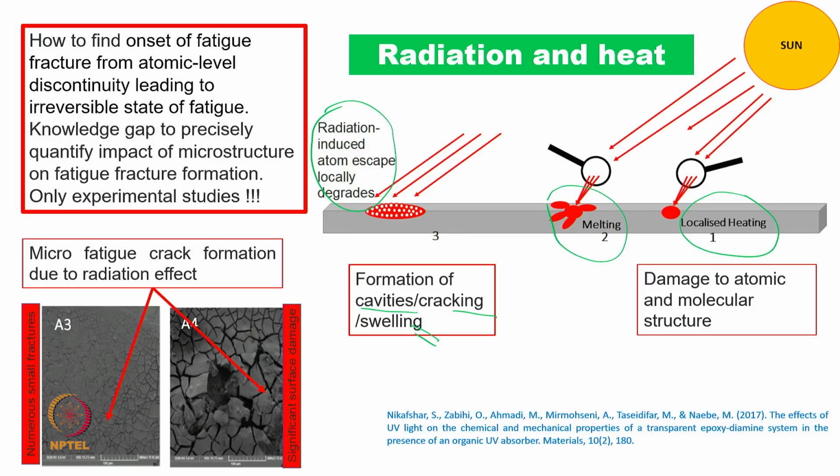This diagram was also shown here: micro fatigue crack formation due to radiation occurs. You can see here the thin lines, and then with more exposure, significant damage, you are able to see the deep lines also. So, the cracks have propagated to the surface, causing the failure, and in my view all of these are related to fatigue and fracture. Now, it can be low cycle or high cycle fatigue.